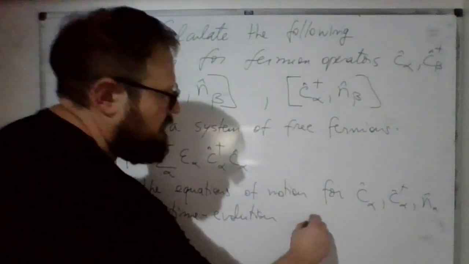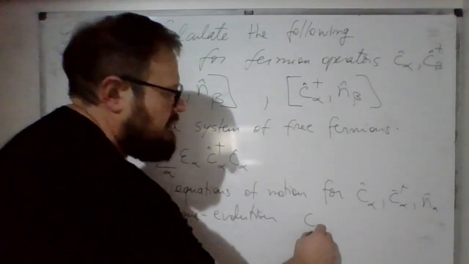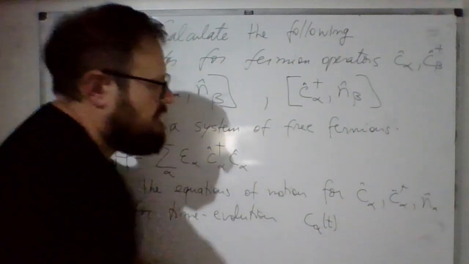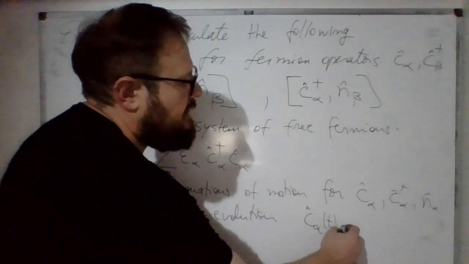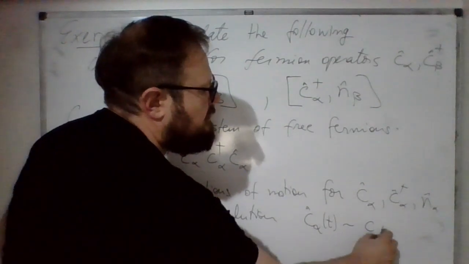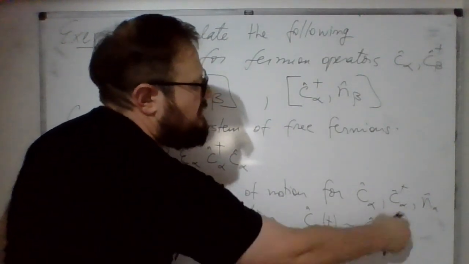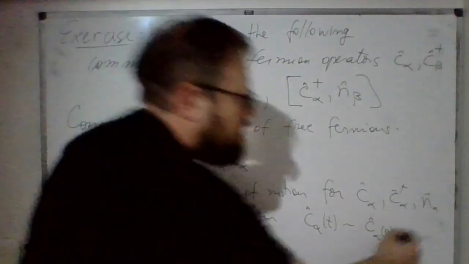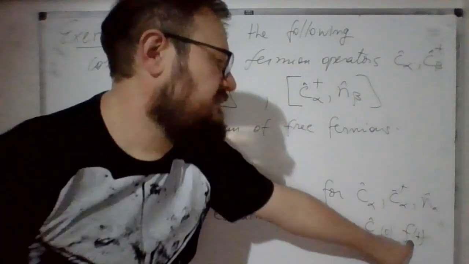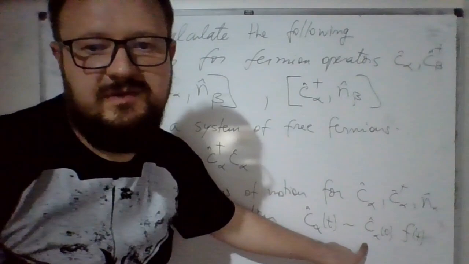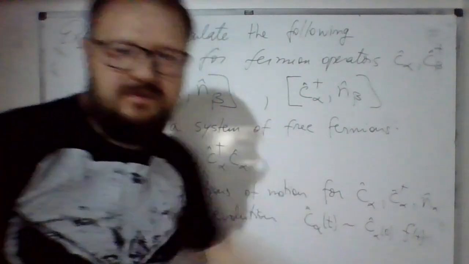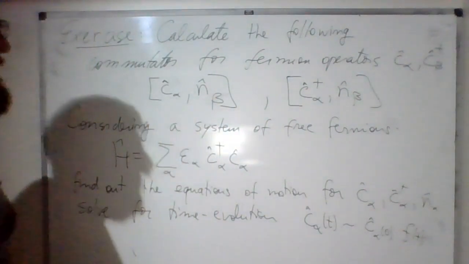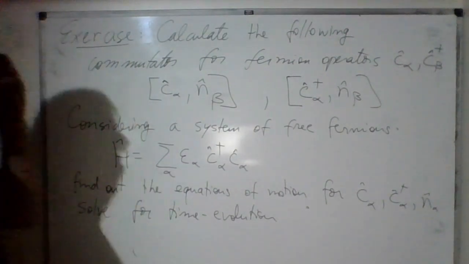So suppose it's the same as for the bosons. Suppose there is a C alpha of t, and this is related to some initial value and some function of time, which is just a function. So C0 times the function of time. You need to determine this function here. This is what you need to do.